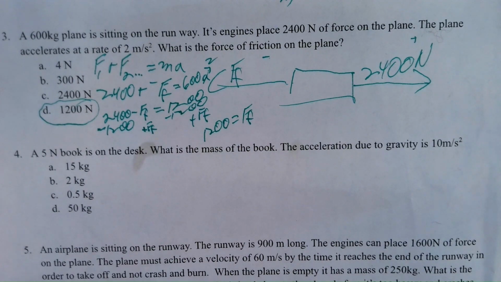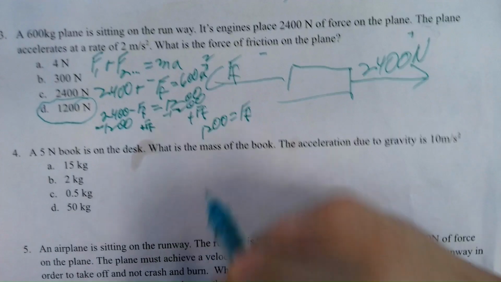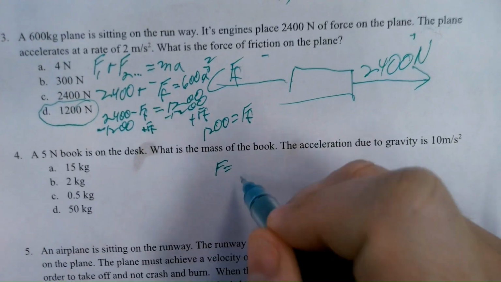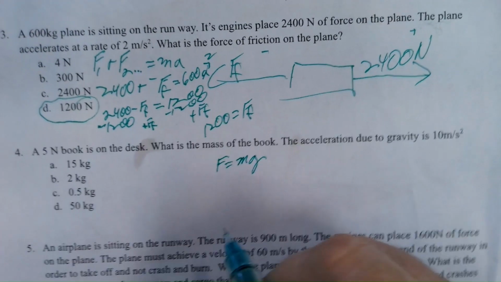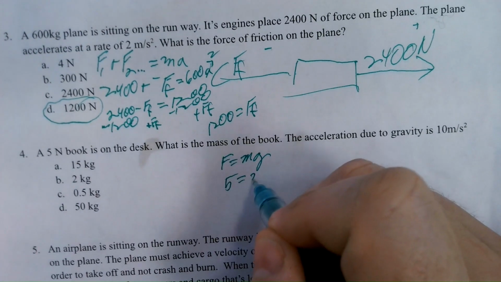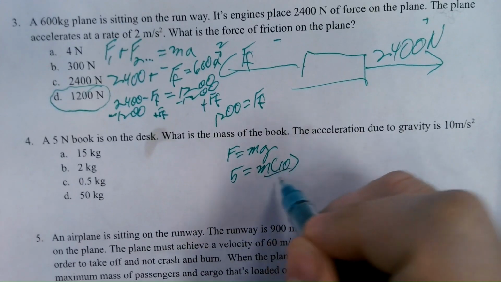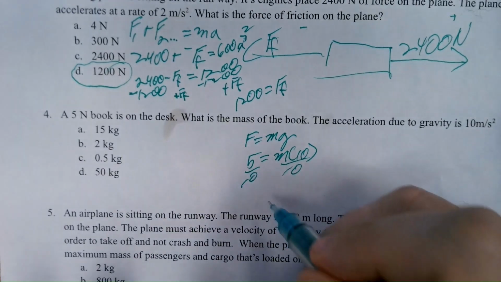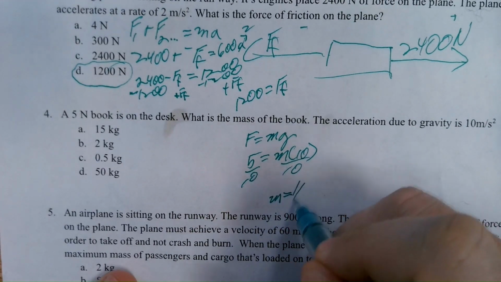A 5 Newton book is sitting on the desk. What is the mass of the book? The acceleration due to gravity is 10 meters per second squared. This is a relatively simple one in terms of the number of steps. This is going to be 5 equals m times g, divide both sides by 10. The mass is going to equal 1/2 or 0.5.